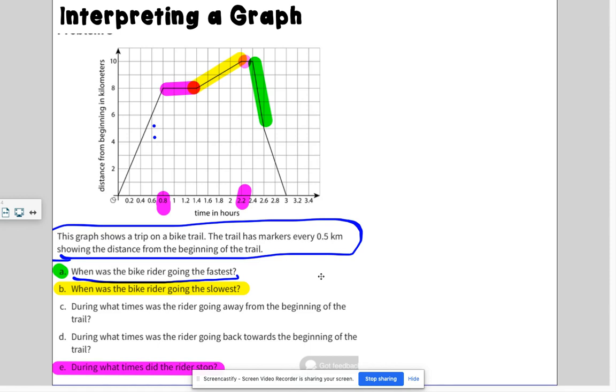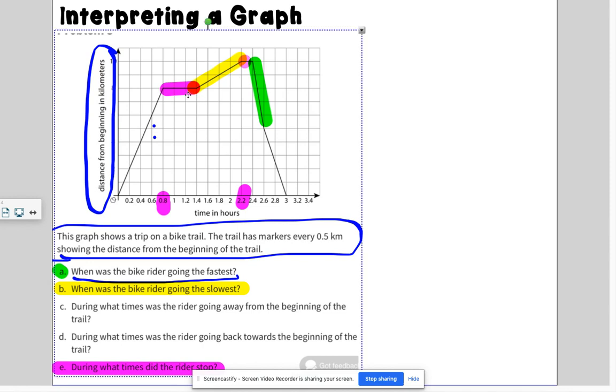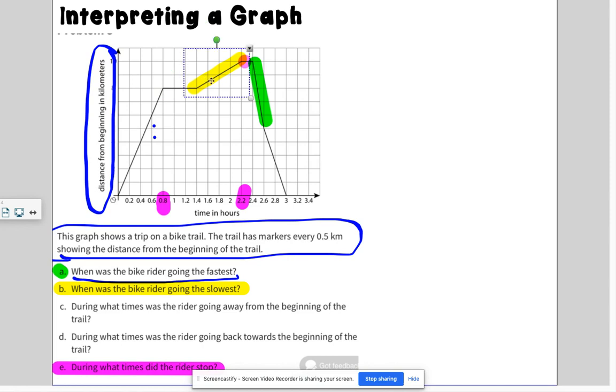And then the last two questions, so let's look at C. During what times was the rider going away from the beginning of the trail? We know that on our axis over here, this is distance from the beginning. So if they're moving away from their beginning, their point on the graph is going to get further and further, which means their distance is going to increase. Let me get rid of some of these markings so we can see better what's going on.